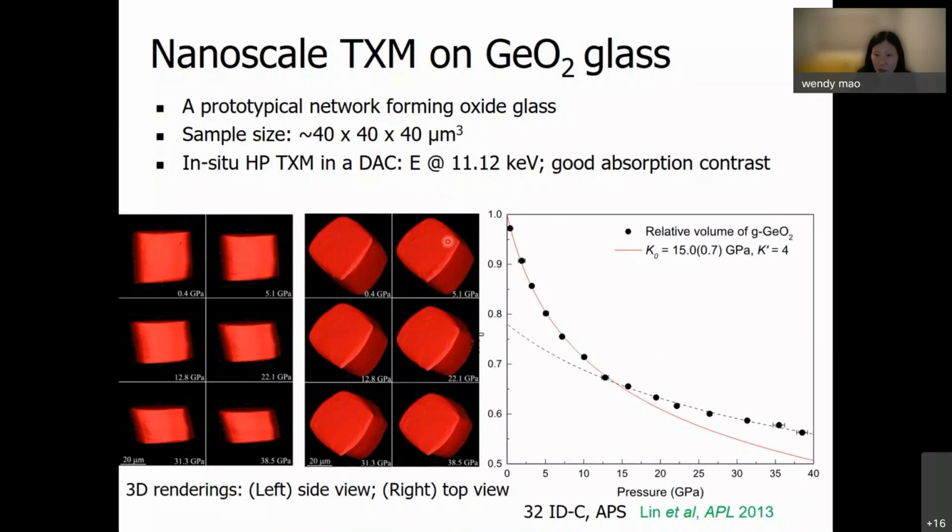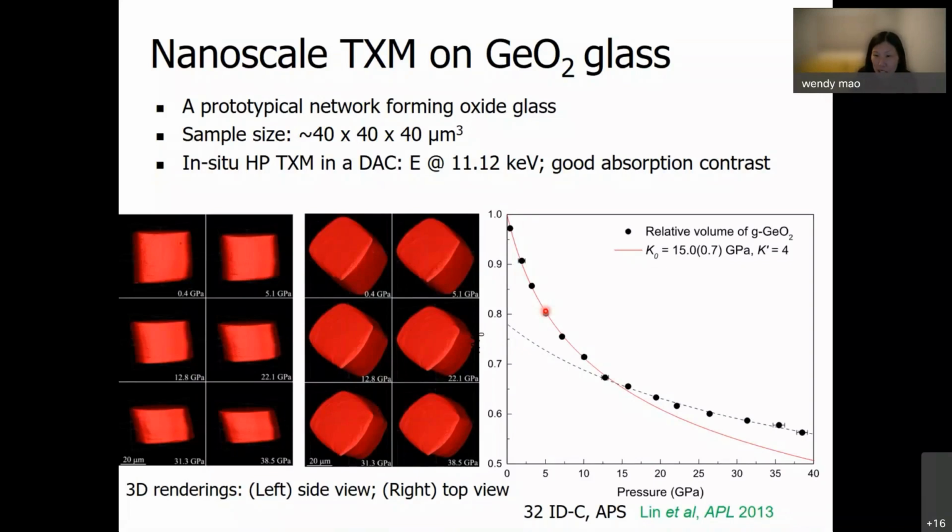We can see the 3D reconstructions from low pressure up to almost 40 GPa. And then we can count all of the volume in these cubes and get a pressure versus volume relationship. So sorry, this should be volume over initial volume. You just see the volumes decreasing with pressure.